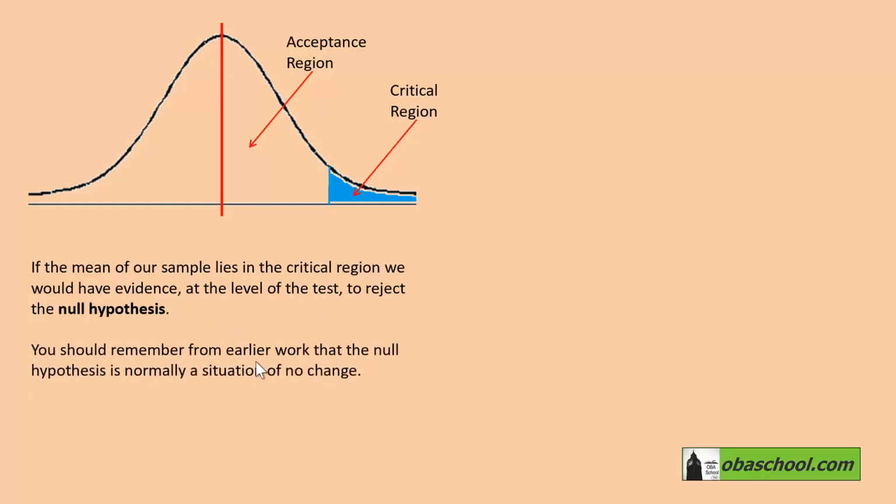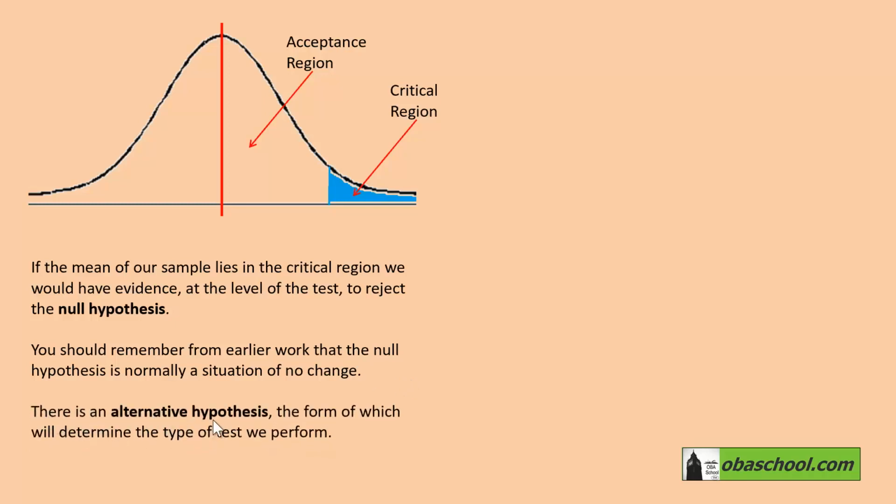You should remember from earlier work that the null hypothesis is normally a situation of no change. There is an alternative hypothesis, the form of which will determine the type of test we perform. So let's just remind ourselves of that. The null hypothesis here might be something like the mean is 20, and that would normally be because we know the mean to be 20 at the moment, and some situation has changed, and we want to see if it's different, but we assume it's the same as it has been.